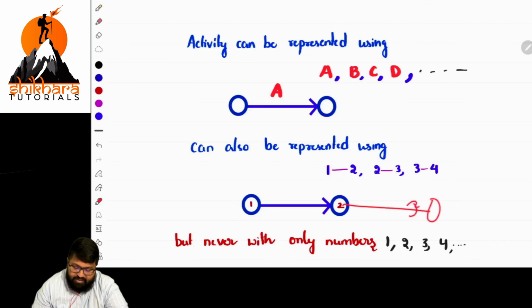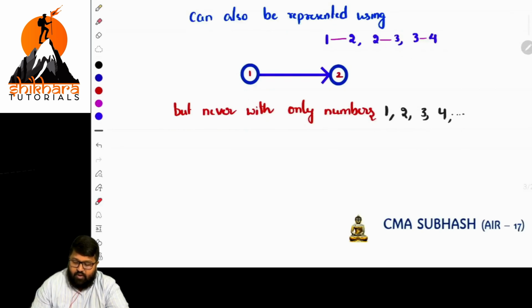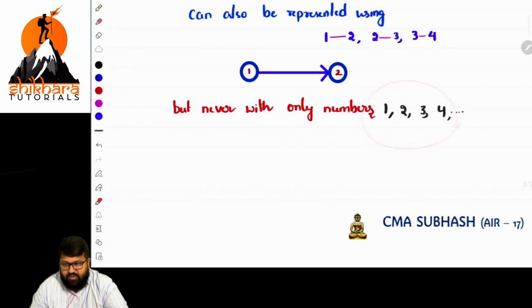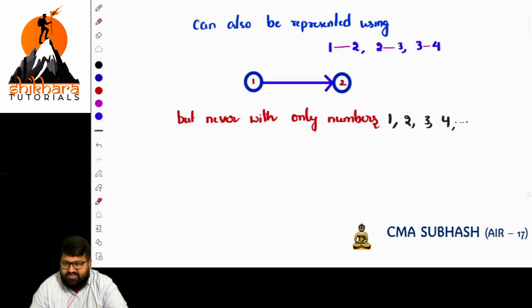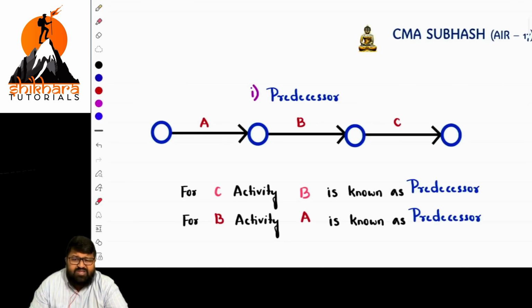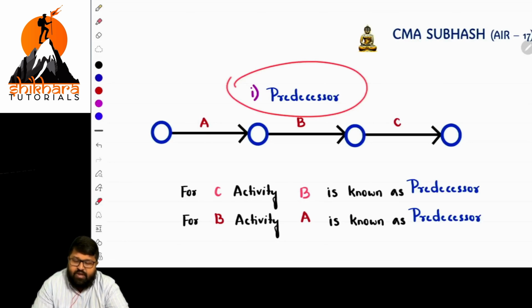So from here, for example, B starts basically. Okay. Now, never with the numbers. The activities will never be represented with numericals and all. Only letters. Two capital letters are used basically. Okay. Now, there is one more term. What is meant by predecessor?